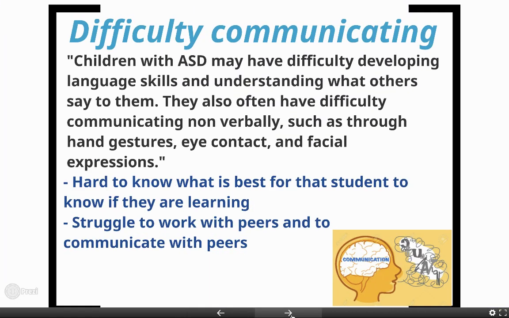The National Institute on Deafness and Other Communication Disorders stated that children with autism spectrum disorder may have difficulty developing language skills and understanding what others say to them. They also often have difficulties communicating non-verbally, such as through hand gestures, eye contact, and facial expressions. If a teacher cannot communicate effectively with the student that has autism, then they will struggle with knowing how a student learns and if the information is relative and makes sense to that student. Students with autism struggle interacting with others in general, so when they have to work in a peer group setting, it can be difficult for them to work together.